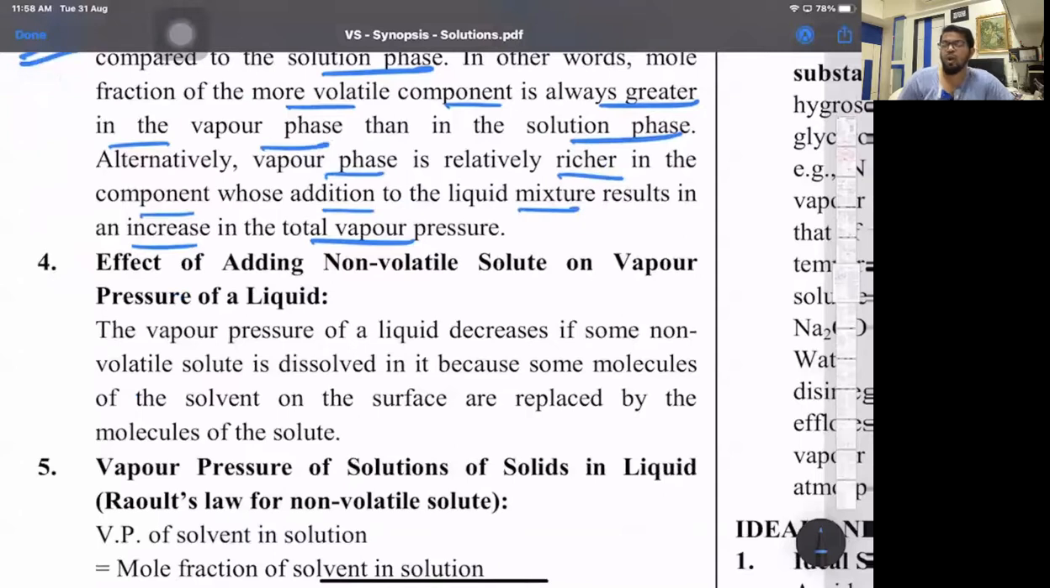Effect of adding a non-volatile solute on the vapor pressure. Addition of a non-volatile solute will decrease the vapor pressure, because, as I told you, they will be trapped. Solute particles will trap some of the solvent molecules, because some molecules of the solvent are replaced by the molecules of solute, like hydration, NaCl in water. So chloride will trap the H plus ions around it, and the Na plus ions will trap the OH ions. So water molecules will not come that easily on the surface.